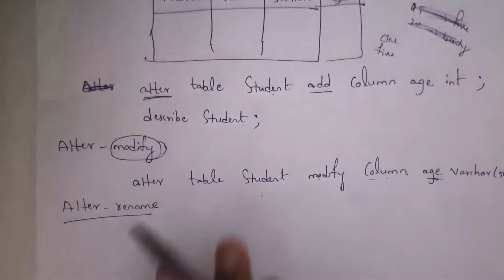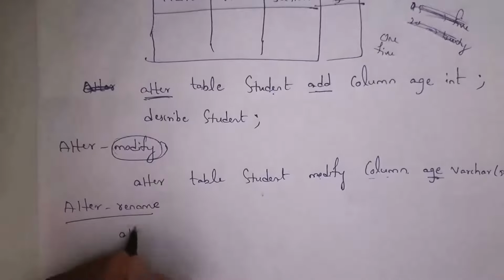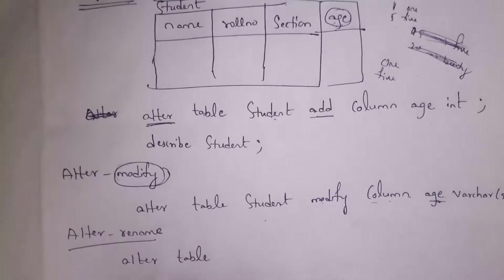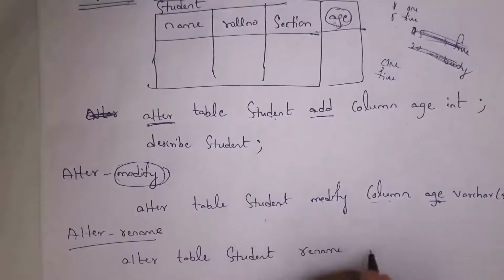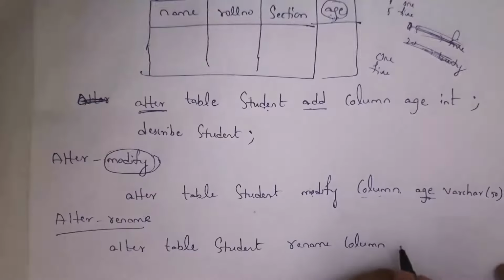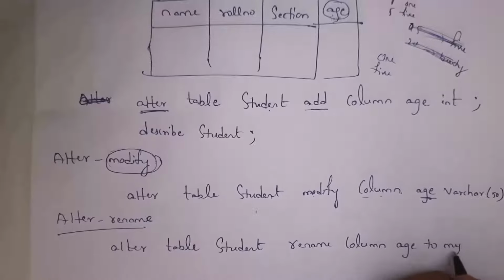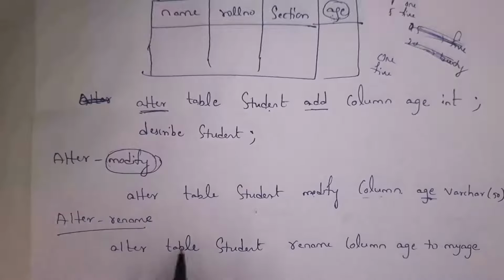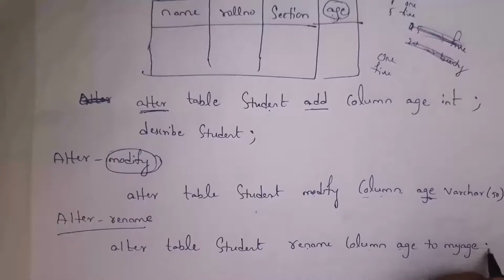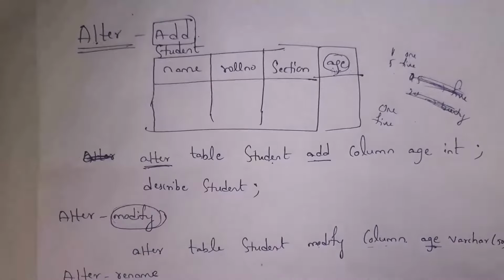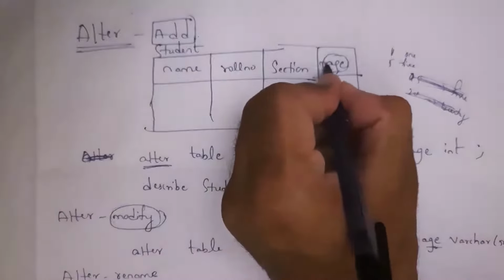So for that purpose, you need to write alter table, table name is student, rename column, my old column name is age. So rename column, old column name to new column name, that is my age. There is no need of giving a data type. Just write here alter table, table name, rename column, old column name to new column name, that is my age. Whenever you write this code and click enter, it will change the name from age to my age.